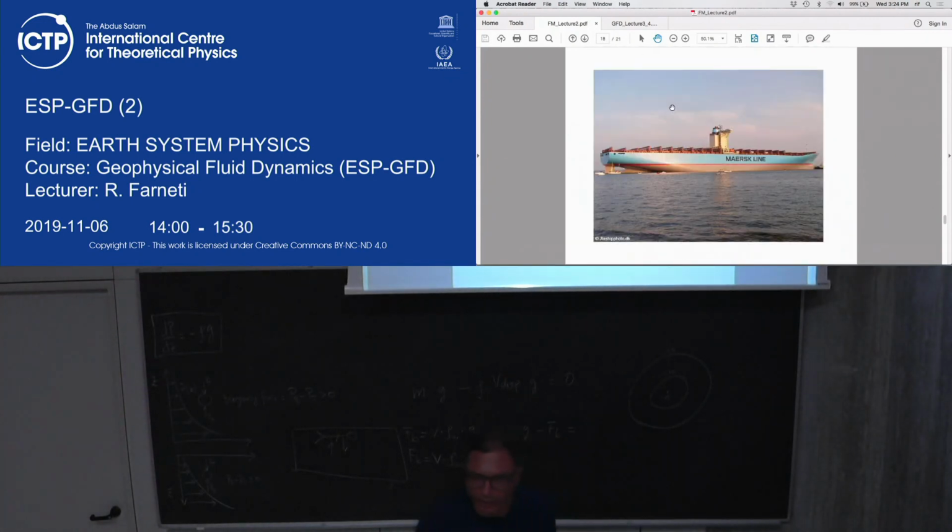So in this case, as you can see, this ship is floating too much. And why is this ship floating too much? Because this ship is empty. When this ship is packed with containers, it will increase its weight and its density, and so it will sink until the red line.